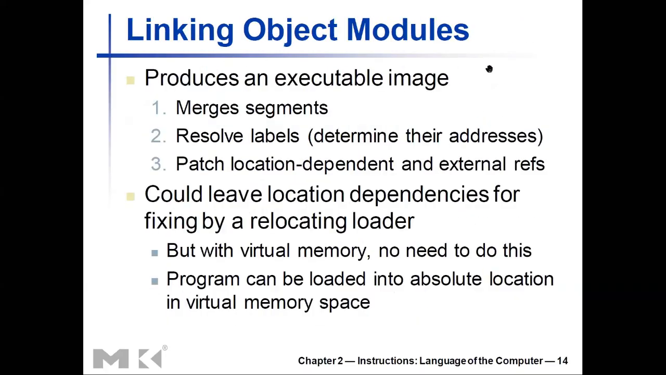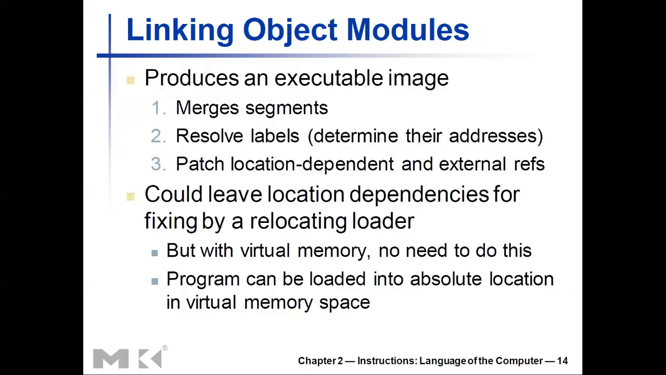And then linking object modules, the linker's job, what it does. Producing the object module is the first step, and then linking different object modules together to produce a single executable file image. So it merges segments, which we also talked about. So printf, scanf, all those segments are going to be merged with your code, and then the labels are resolved.